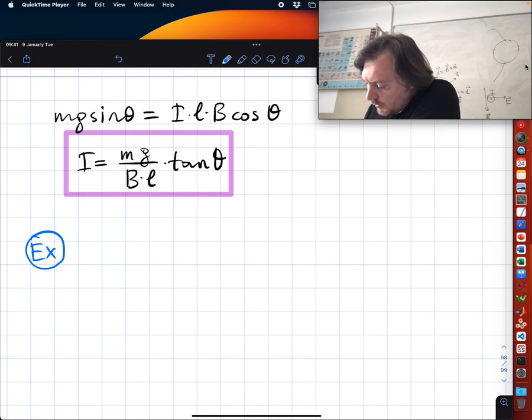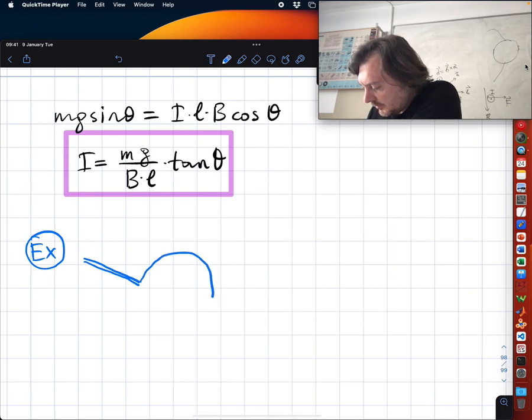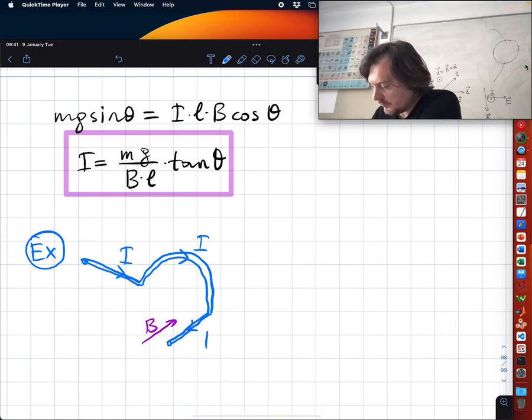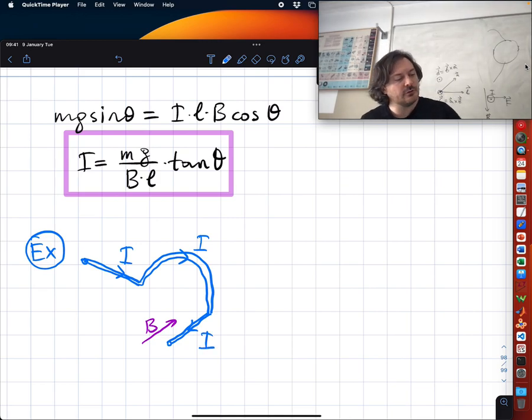So I have a wire that starts like this, bends like this, and then finally bends like this. These parts of the wire are in the same plane. This is perpendicular to it, okay? And I have a magnetic field pointing in this direction, and there is a current on this wire flowing like this. What is the total force on this wire due to the magnetic field?